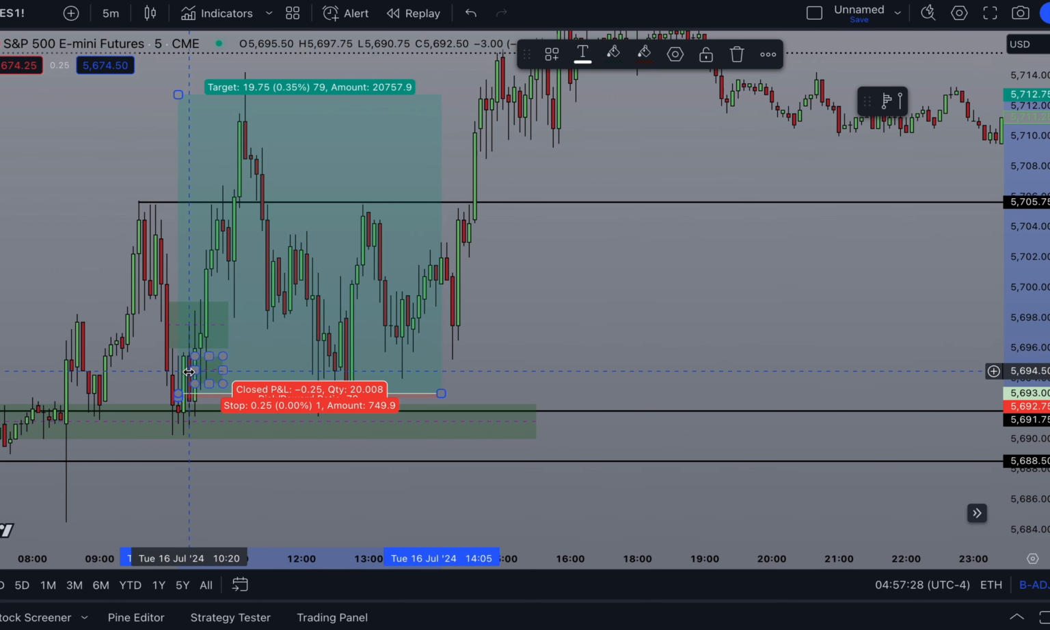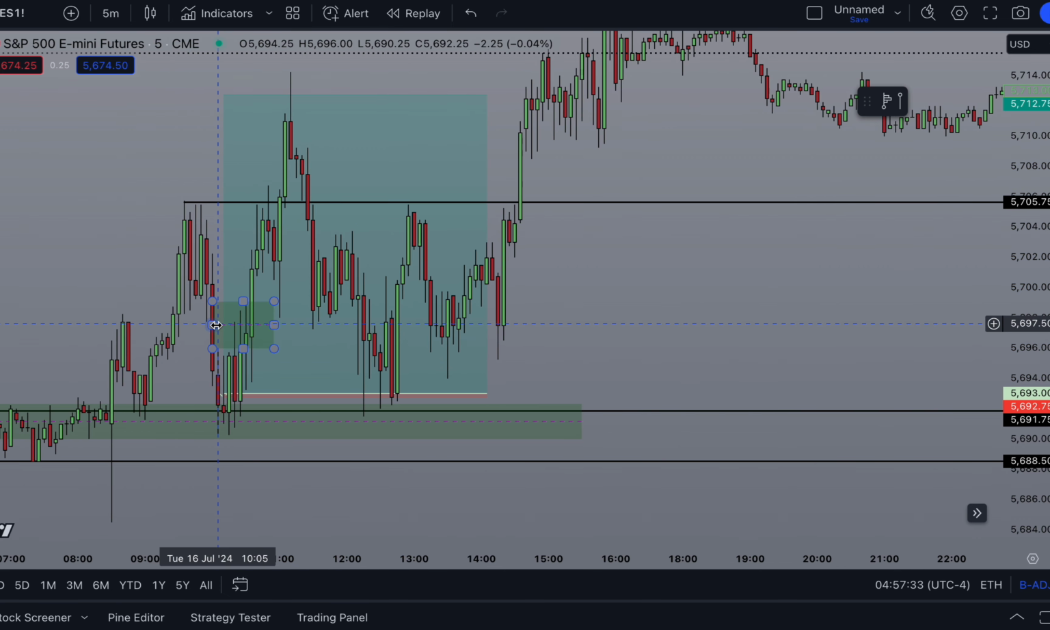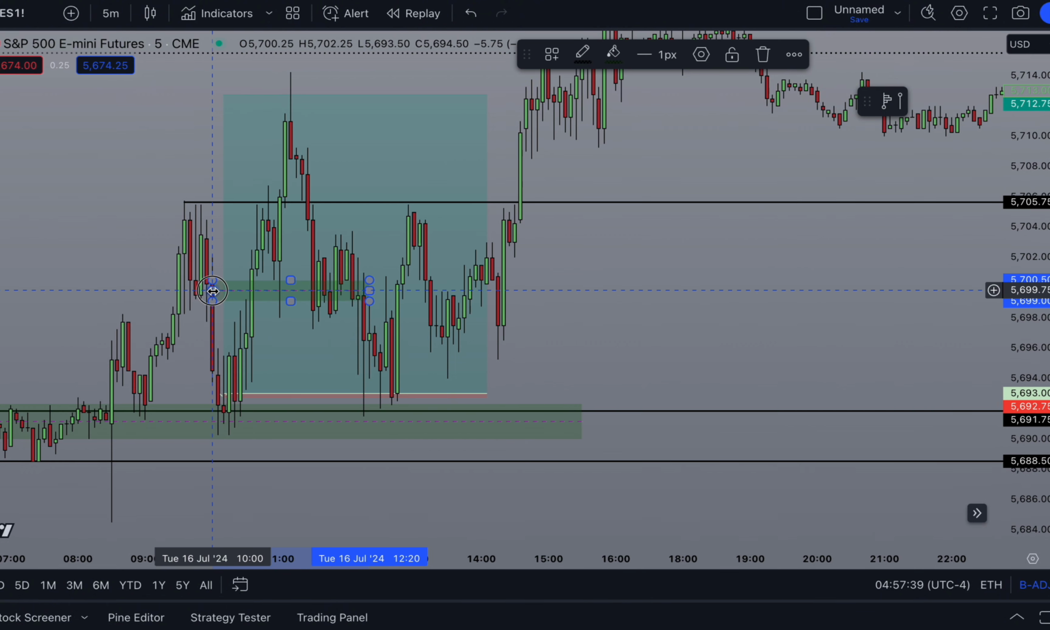Now your next area, if you look at this 5 minute, you should be able to see it. It should be this 5 minute fair value gap. Now your area can be a fair value gap, can be a Fibonacci, can be anything. In this case, the next area will be the 5 minute fair value gap.